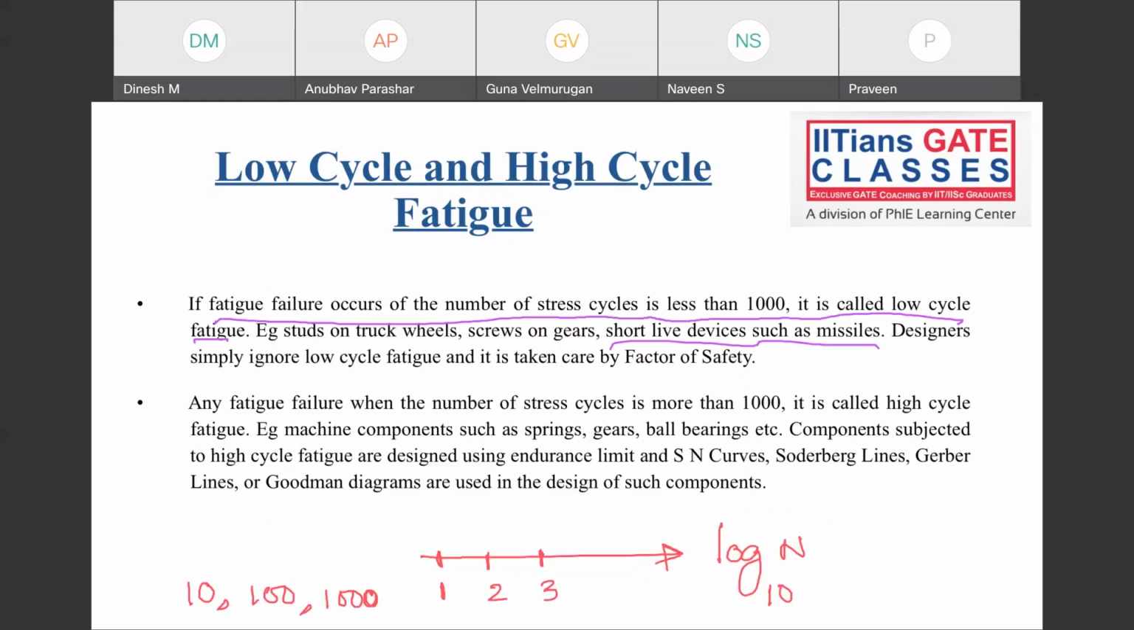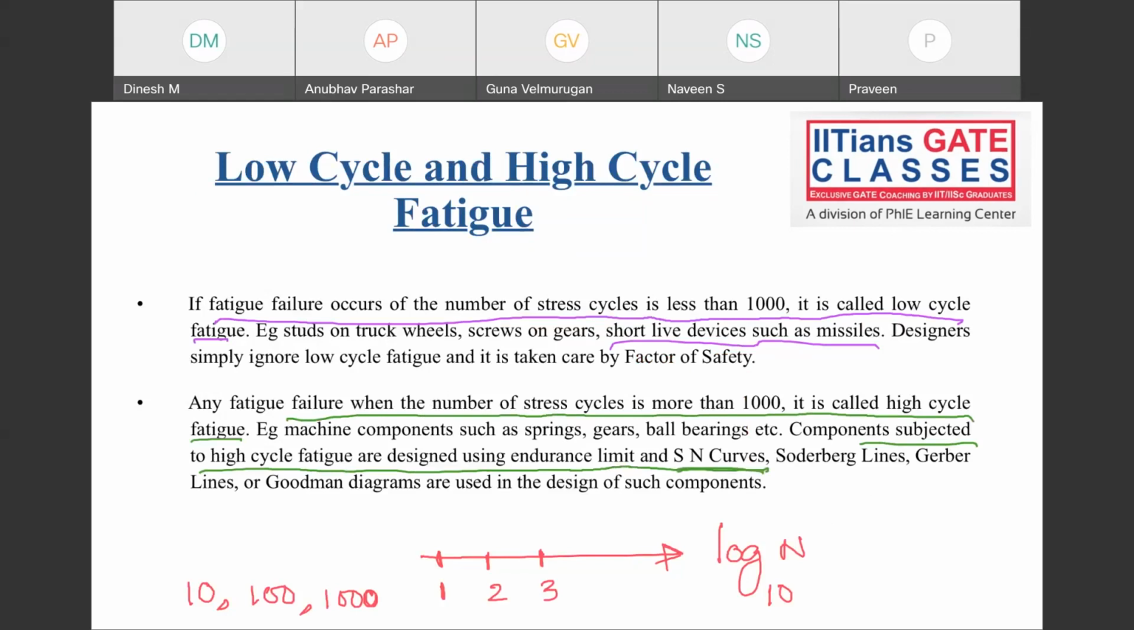So if the failure is happening when the number of cycles is more than 1000, then it is called high cycle fatigue, right? Components subjected to high cycle fatigue are designed using endurance limit and SN curve. We have spoken about endurance limit. We'll see what endurance limit is even more, and we'll have more clarity. What is the SN curve?